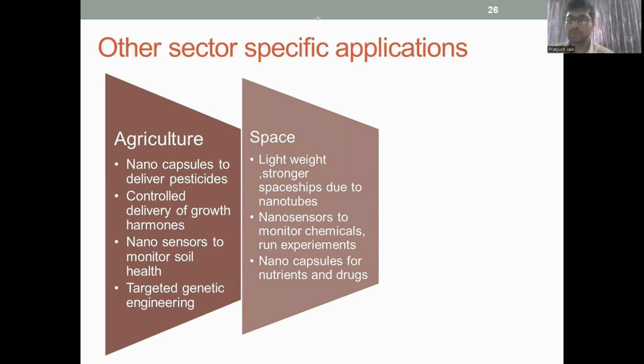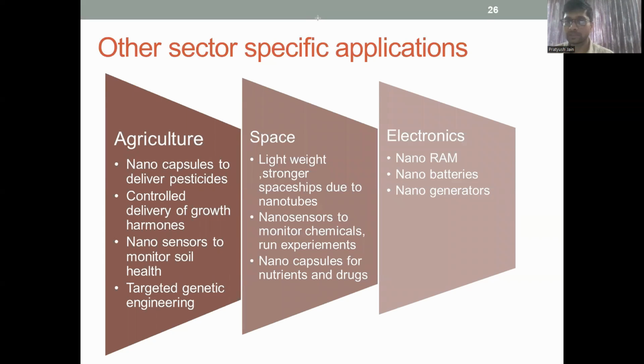Space sector. It can be used to make lightweight and stronger spaceships due to carbon nanotubes. Carbon nanotubes can be used to make spaceships that are lightweight and stronger. Nanosensors to monitor chemicals and run experiments in space. Nanocapsules for nutrients and drug deliveries.